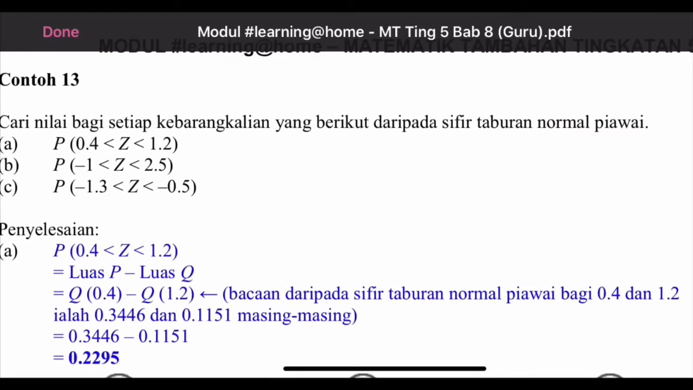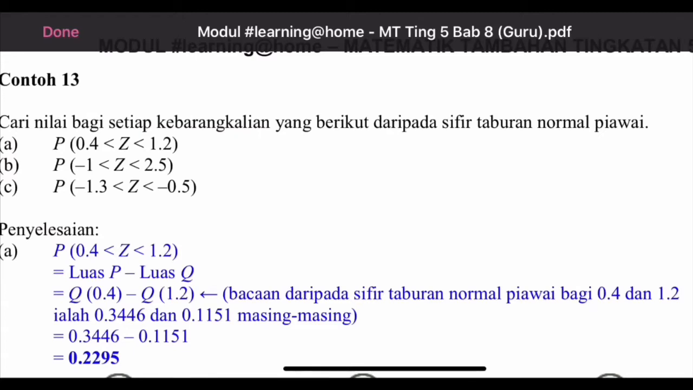So the first step, when you want to read the probability value for the z score, you have to sketch a bell shape, so that you have a clearer picture whether you need to minus, or whether you need to use 1 minus or 0.5 minus. Only when you sketch a bell shape can you read the probability value accurately. So please always make a habit to sketch a bell shape before you read.